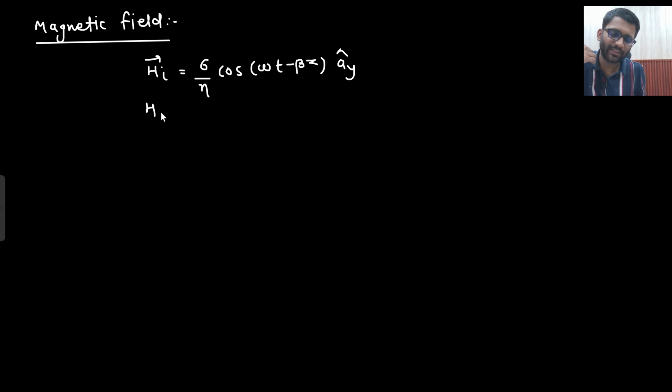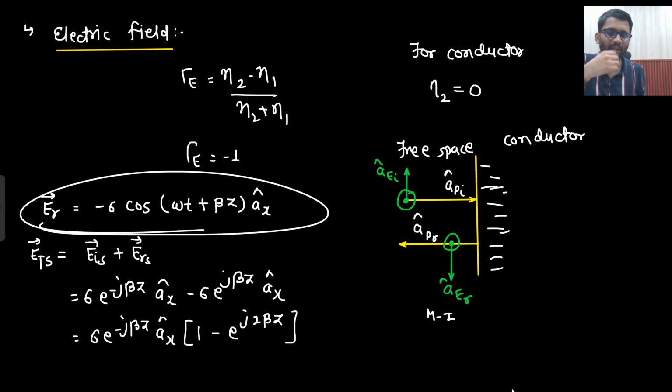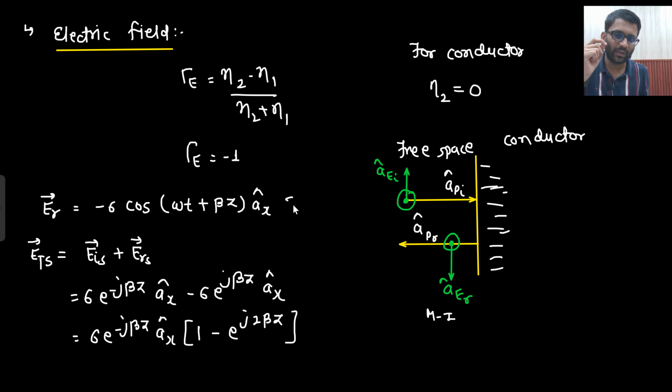What will be your HR reflected? So from here I will calculate HR. If I have the expression of ER, I can calculate HR. So from this expression, if I want to calculate HR, then it would be 6 by eta cos omega t plus beta z ay cap only. Because what will be your AH direction? What we know, P is equals to E cross H. So H will be P cross E.